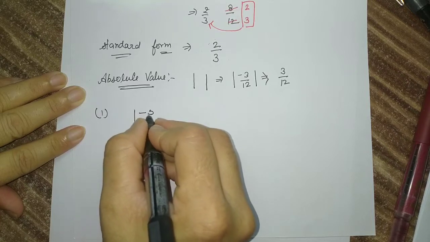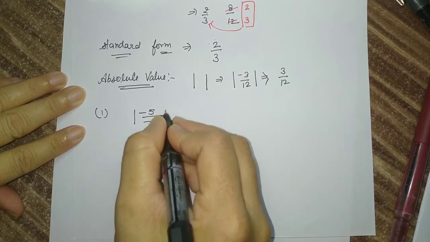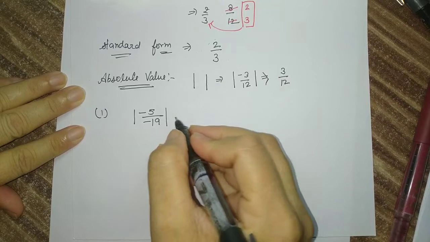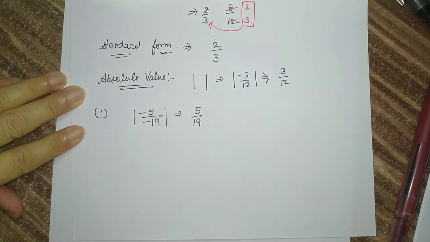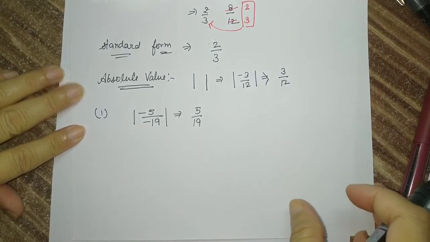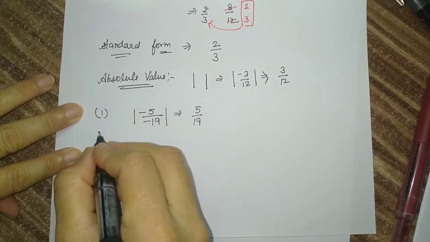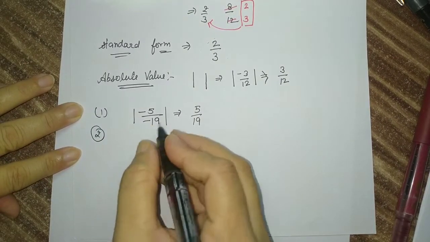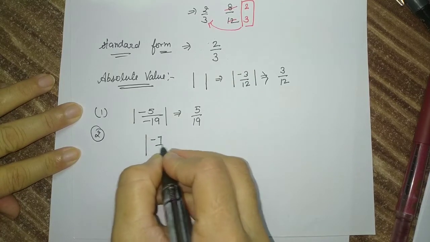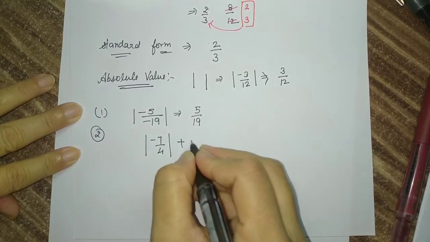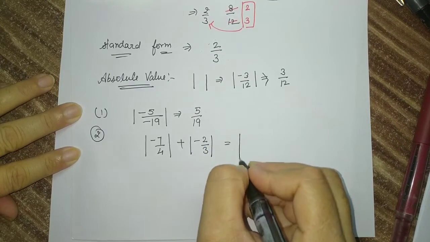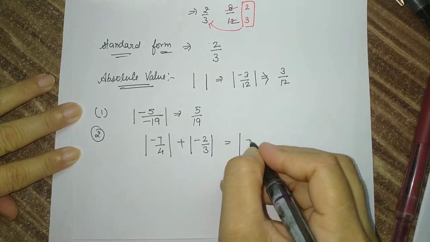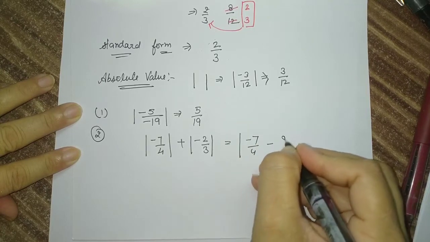Find the absolute value of minus 5 by 19. So simply we write this number without the sign, 5 by 19. This is the absolute value of the given number. If the given question is in the form of an equation, like absolute value of minus 7 by 4 plus minus 2 by 3 equals absolute value of 7 by 4 minus 2 by 3.